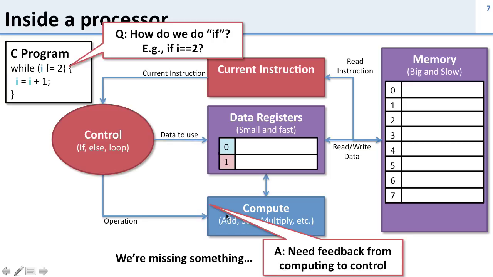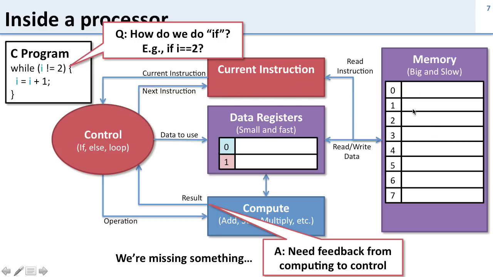So the part that we're missing here is we need some way for the compute to tell the control which instruction it should do next. So the compute needs some way to say, hey, I equals 2, so now control, you can go and choose a different next instruction. So when we've got this, we've got the ability for compute to decide if we should do the loop again or keep going. Then the control chooses the next instruction.